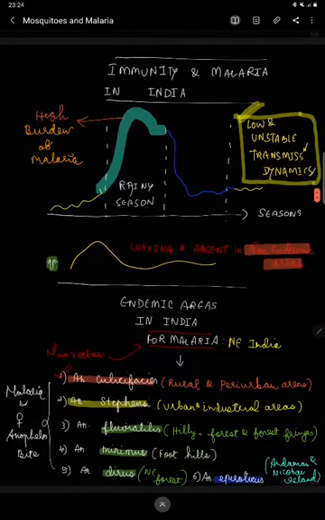Now coming to the vectors. What are all the vectors which are transmitting malaria? We know it is anopheles, female anopheles, but still, what are the types, the species? That you need to remember. And apart from that, the endemic area in India is the northeast part of India.